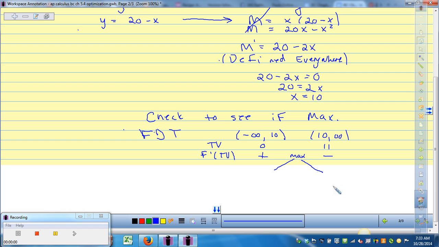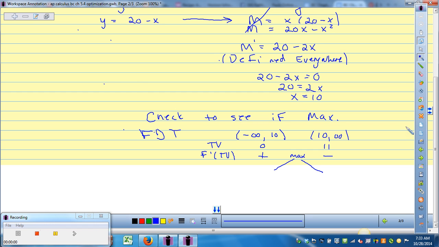Now, do remember with these max and min problems, if it says to justify your answer, what we have done here is not enough. You would have to include a sentence that says, we get a maximum product at x equals 10 because the derivative of the product changes from positive to negative at x equals 10. Okay? All right. Questions on that one? That's a classic basic starting problem for optimization.